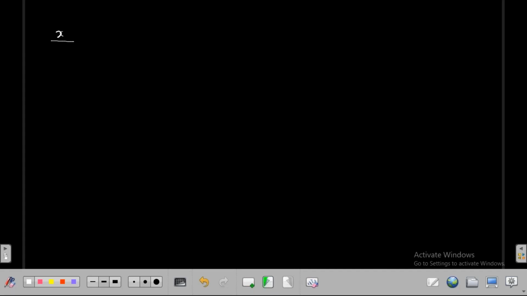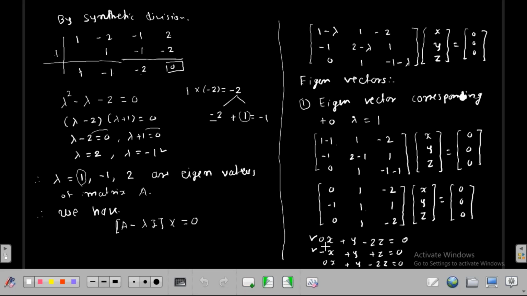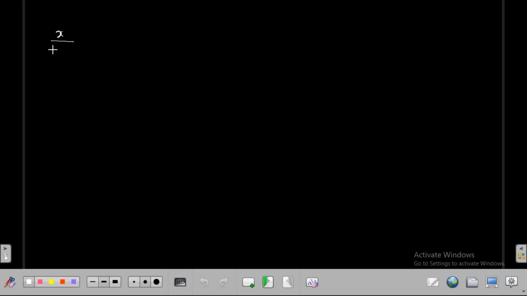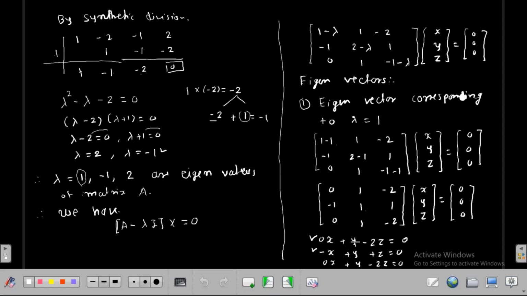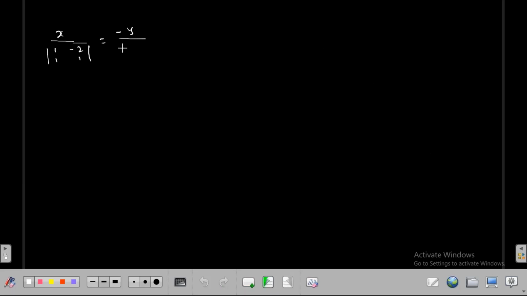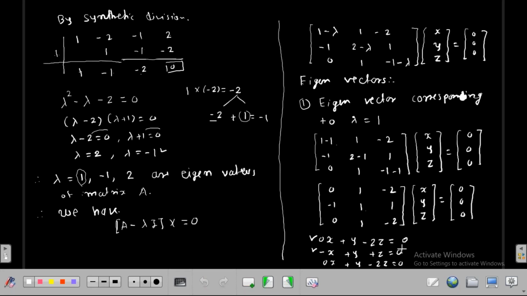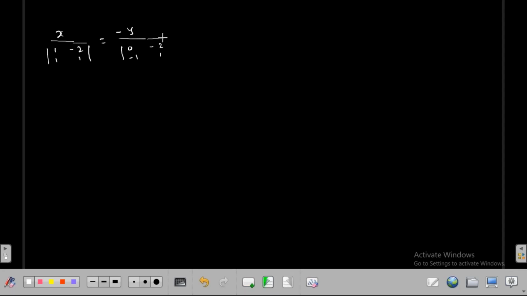Here x divided by the determinant. So don't use the x coefficient; apart from x, write the coefficients of y and z in determinant form. The y coefficients are 1 and 1, the z coefficients are minus 2 and 1, two rows. Now equal to minus y divided by: don't take the y coefficient, but take the x and z coefficients. The x coefficients are 0 and minus 1, so write 0 and minus 1. For the other variable z: minus 2 and 1.